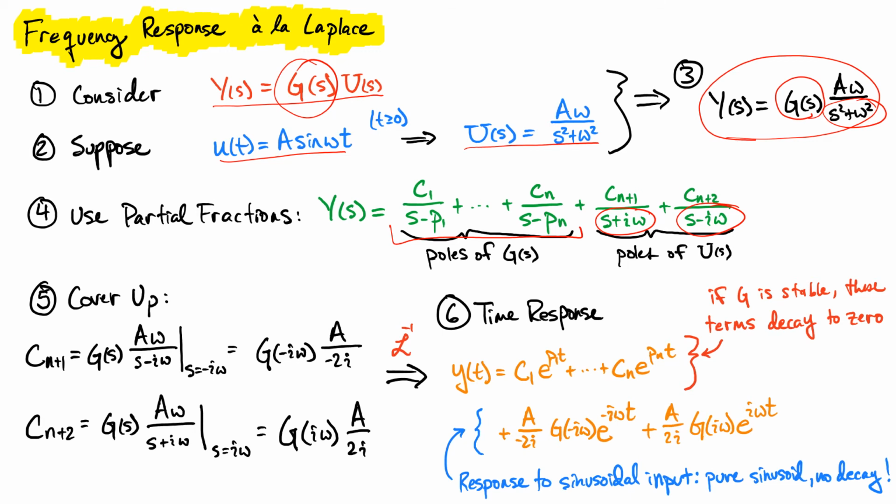So when you do the cover-up method to calculate these coefficients for the poles of the input, you essentially are evaluating G(s) at one of the poles, either minus i omega or i omega. And what that ends up yielding is the transfer function of the original system, G, evaluated at minus i omega, and then a quantity like A, the original amplitude, divided by minus 2i, and similar for the other value, the positive value.